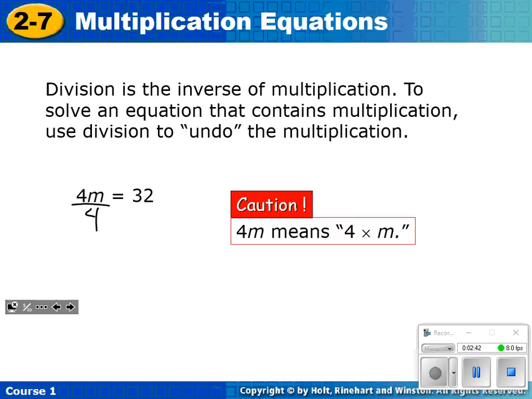All right? Now, what's 4 divided by 4? 1. Okay, so now we've got 1m. Hey, what's 1 times 4? What's 1 times 5? What's 1 times 7? What's 1 times m? We don't need it. All we need is the m. Okay?